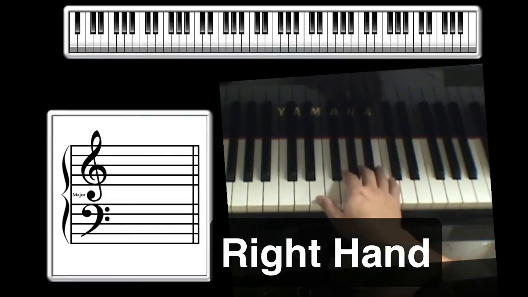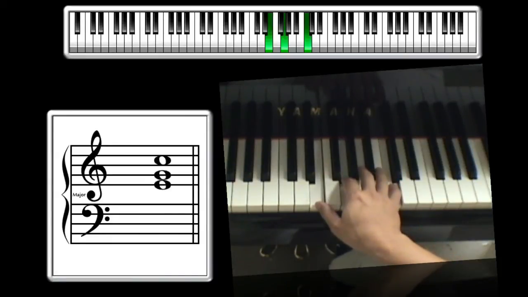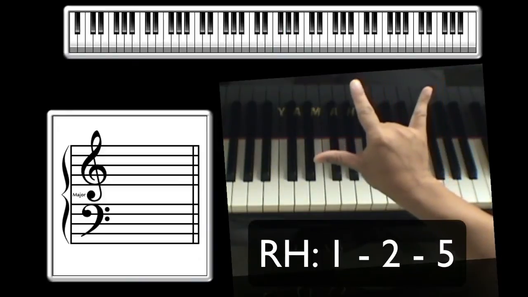In the right hand, you want to start off with a first inversion triad as your tonic chord here, okay? Even though you're playing the root in the bass with your left hand here, your right hand will start off in a first inversion triad here. All right? Remember, the fingering for all first inversion triads that I want you to play at the piano is 1, 2, and 5.